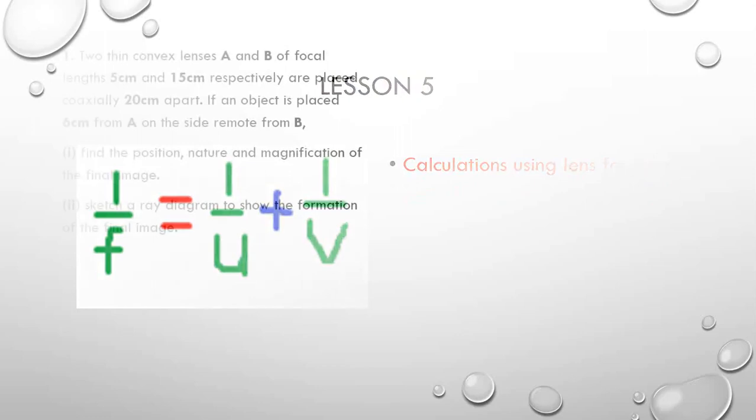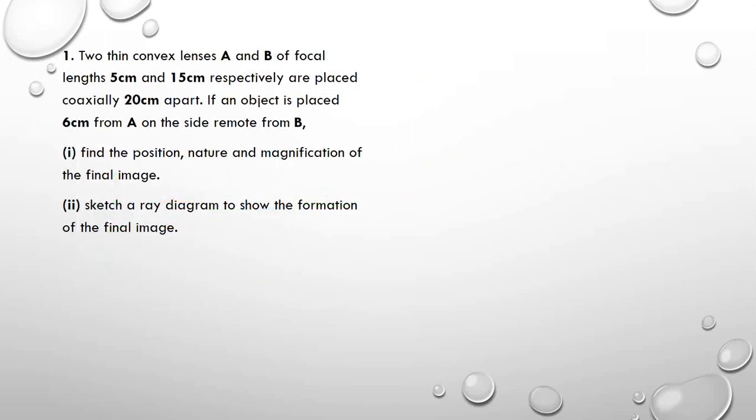Let's look at this first question. Two thin convex lenses A and B of focal length 5 centimeters and 15 centimeters respectively are placed coaxially 20 centimeters apart. If an object is placed 6 centimeters from A on the side remote from B, find the position, nature and magnification of the final image. And then also sketch a ray diagram to show the formation of the final image.